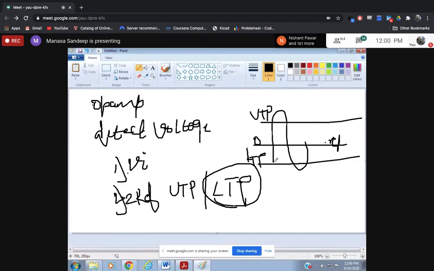So what our Schmitt trigger should do: as soon as your input goes above this UTP line, your output should change. What it should change to, we have not yet discussed. Let's discuss it. At present you need to understand that it is going to detect the voltage level. What voltage level is it going to detect? It is going to detect this UTP. As soon as your input goes above UTP, it will notify you. How? Let's see within 2 minutes.